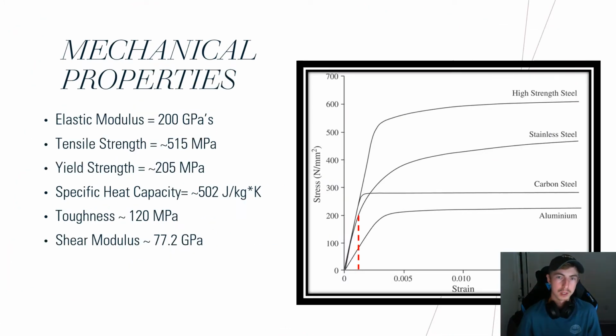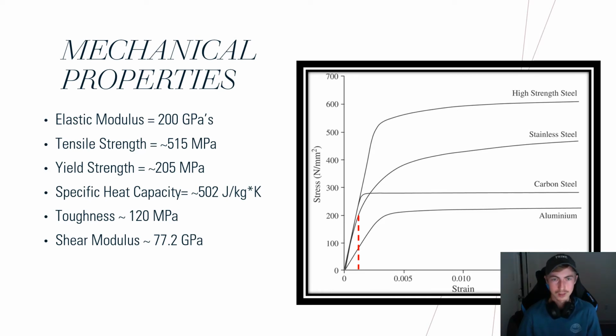Up next, we have the mechanical properties of stainless steel. If we look at the right hand side of the PowerPoint, we have a stress strain curve of stainless steel, high strength steel, carbon steel, and aluminum. To start off, I'd like to talk about the elastic modulus, which is also known as Young's modulus, or the modulus of elasticity, and that is roughly 200 gigapascals. Moving on, I'd like to talk about the tensile strength of stainless steel, which is about 515 megapascals.